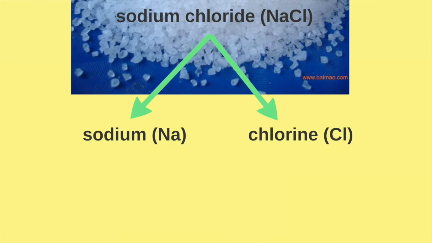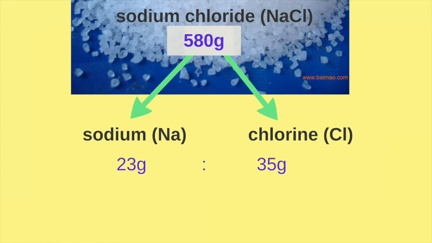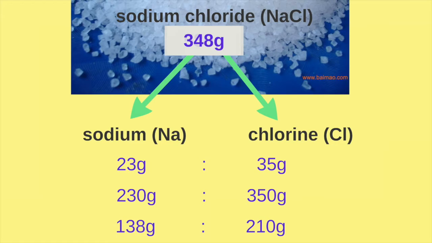Now, when Davies broke down salt into sodium and chlorine, he found a constant ratio of the mass of sodium to chlorine. For example, if you had a sample of 58 grams of sodium chloride, that would break down into 23 grams of sodium and 35 grams of chlorine. If your sample was 580 grams of sodium chloride, that breaks down into 230 grams of sodium and 350 grams of chlorine. If your sample's 348 grams of sodium chloride, that breaks down into 138 grams of sodium and 210 grams of chlorine.